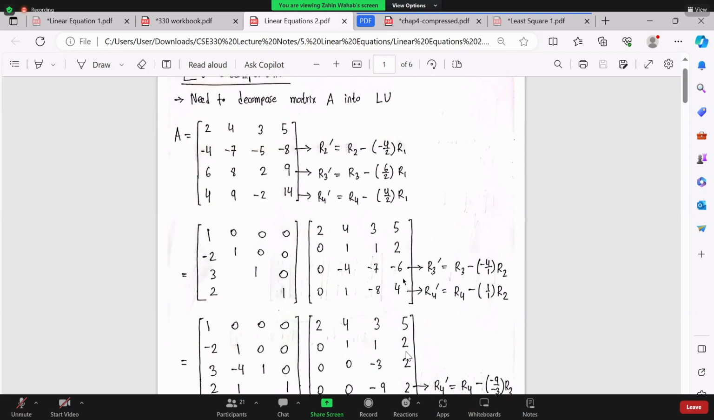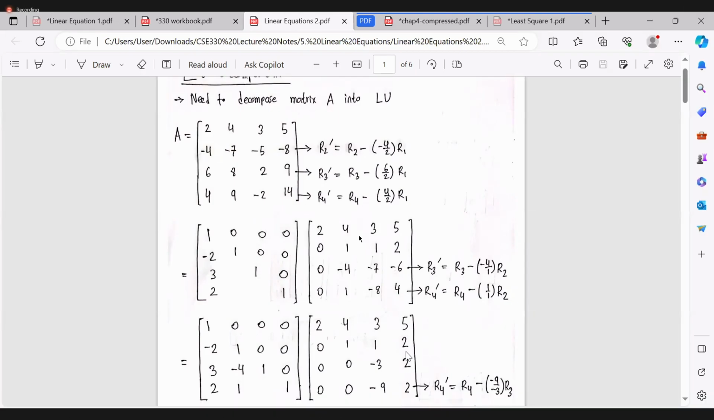So first, I will try to do an example with you guys. So the main idea is you need to decompose this given matrix A into LU. L means lower triangular matrix and U means upper triangular matrix. Multiply them together, you get A.